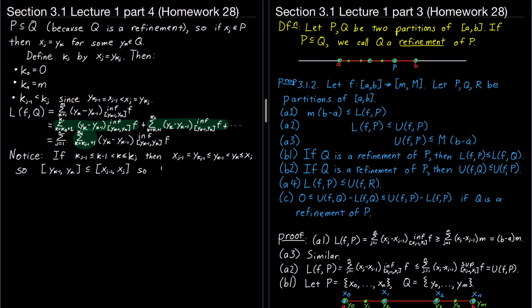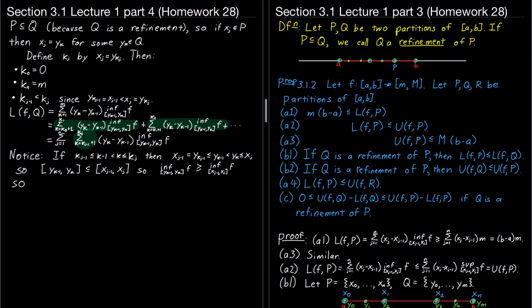So the infimum, that's the biggest number that's less than f everywhere in this interval. Then if you take the infimum over the x_{j-1}, x_j interval, you're looking at more points here on the right, so that's going to pull the infimum down. So what we can put is a less than or equal to here.